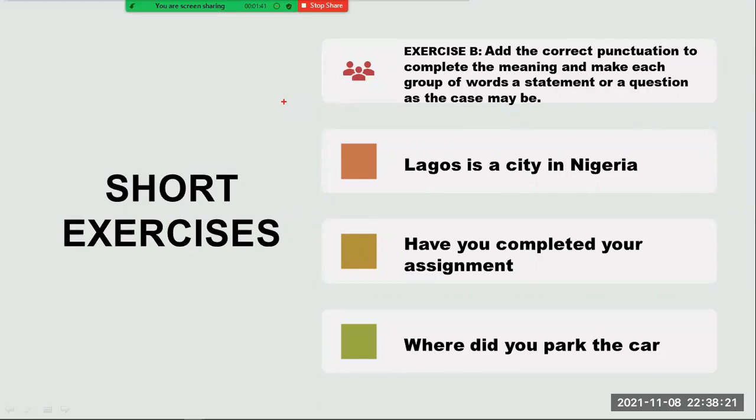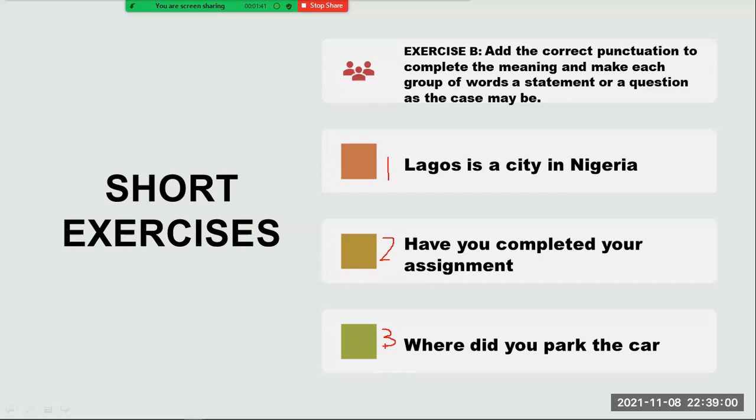Now, exercise B. Add the correct punctuation to complete the meaning and make each group of words a statement or a question, as the case may be. The first one here is: Lagos is a city in Nigeria. So you need to find the appropriate punctuation mark there. Number two: Have you completed your assignment? And number three: Where did you park the car?